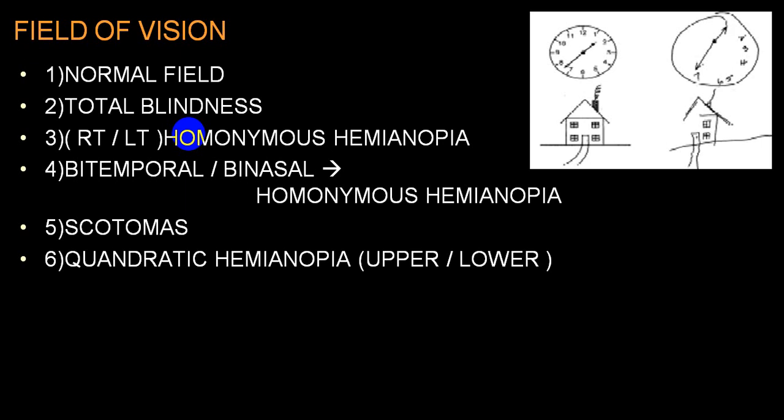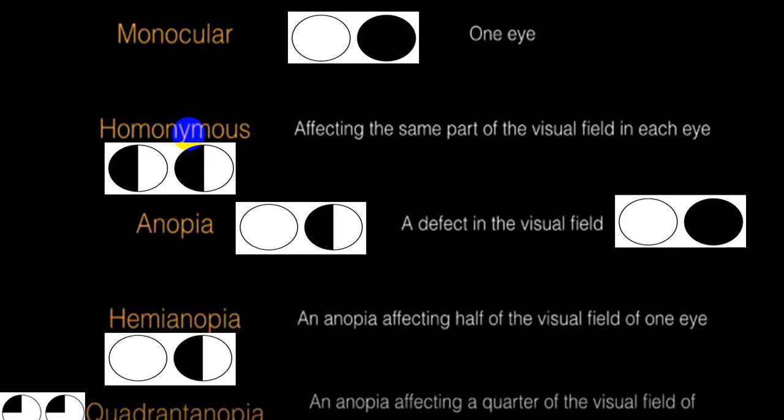So it can be upper quadrant, lower quadrant, and in that we will have to add temporal, nasal, etc. So those will be the different words which are being utilized. Here you can see total loss of field, which we'll call monocular blindness. Half field gone. Here this is left side field gone, so we'll call this a left side homonymous hemianopia.